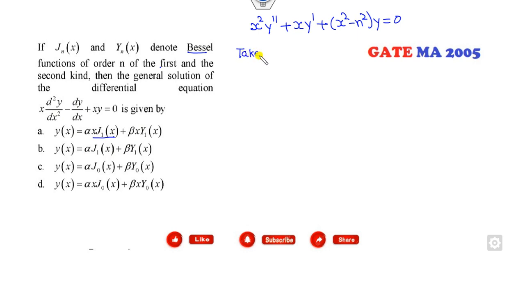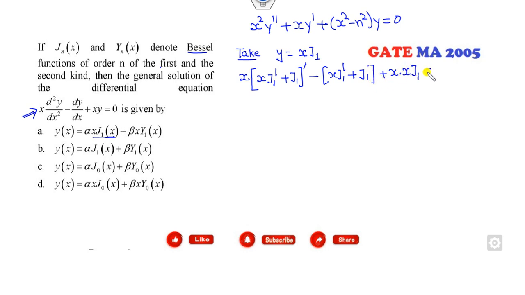So say I can choose y as x J1. I assume this is the solution of here. What does it mean? It will satisfy this equation. So what is the second derivative of this? I can take the first derivative, x J1' plus J1. I will check whether it's 0 or not.